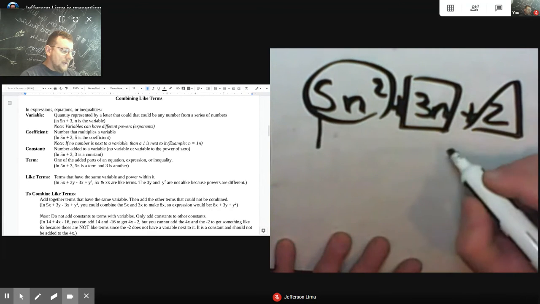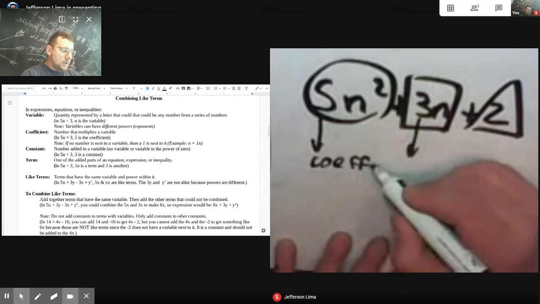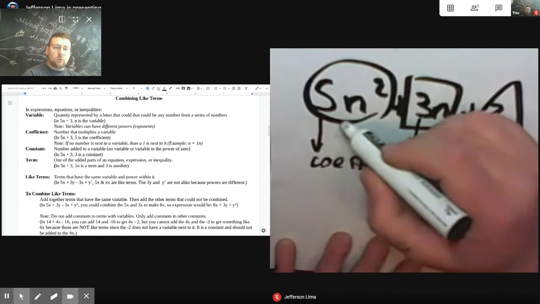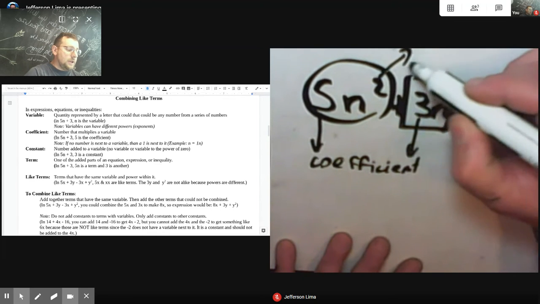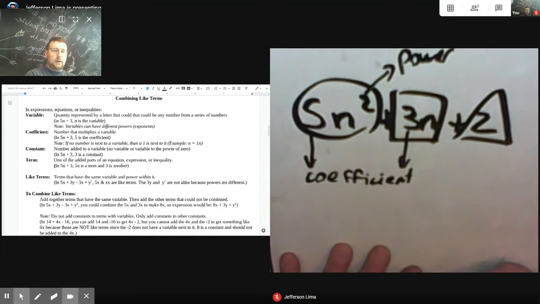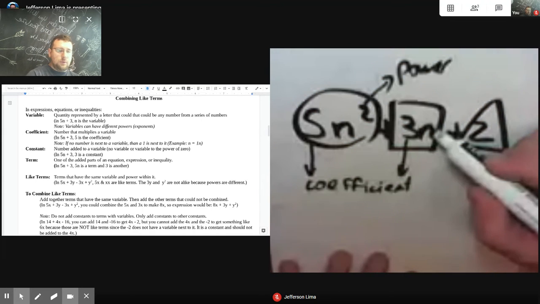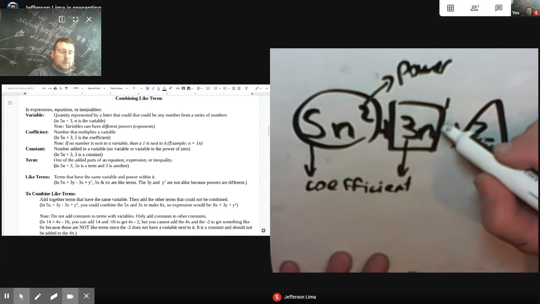These numbers, the 5 and the 3, will be called coefficients, and they're coefficients because they are multiplying or dividing a variable. This little number right here is called a power. By the way, there is always a power in there. You have a power here also, on the end, it's just 1. And things which are to the power of 1, you don't have to put the 1. But there's always a power.